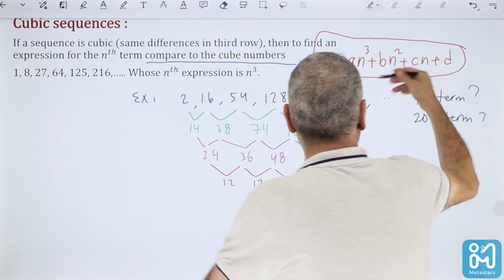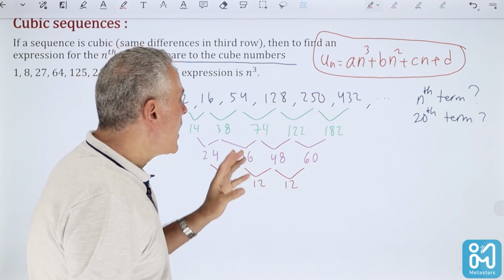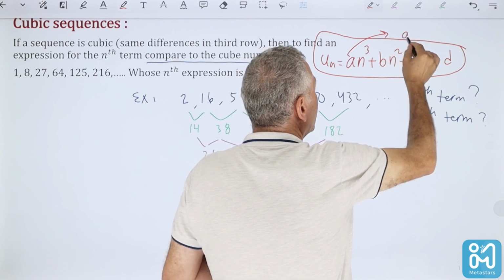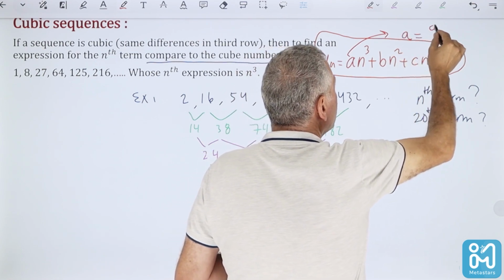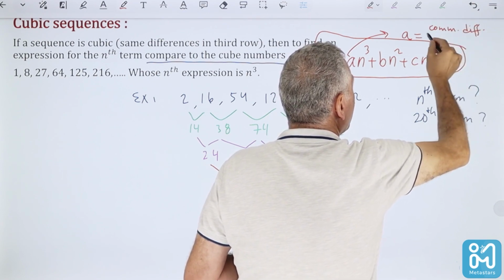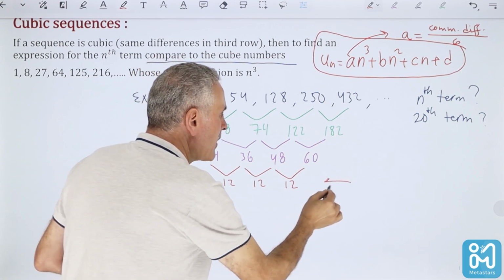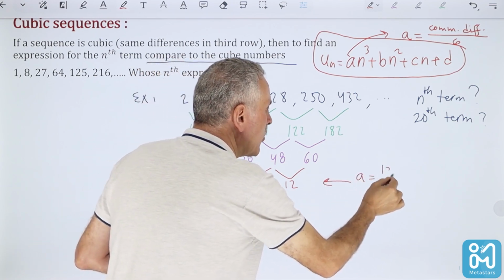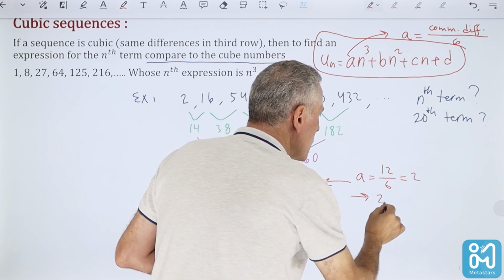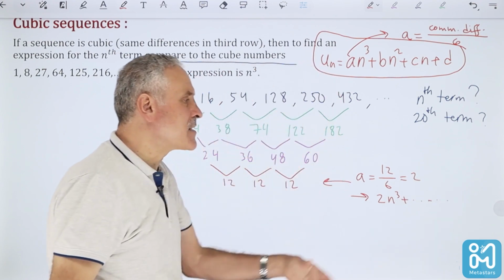So we will have to find A, B, C, and D. There are different ways to find them, but I just wanted to give you what A is equal to. A is equal to the common difference divided by 6. So A right here is equal to 12 over 6, which is 2. So we know that we have 2n cubed plus bn squared plus cn.